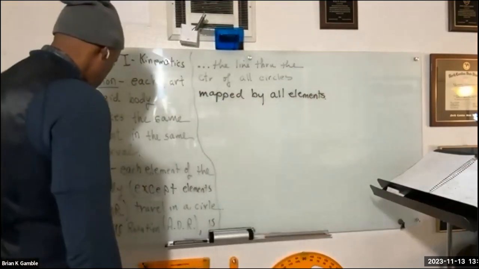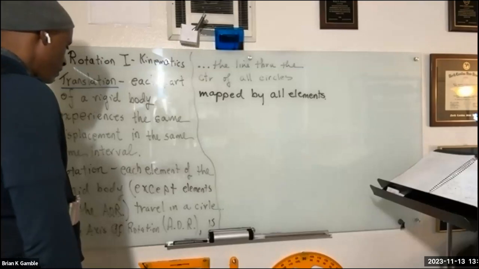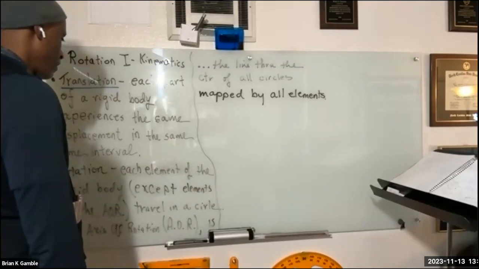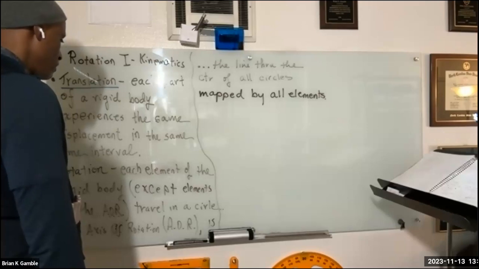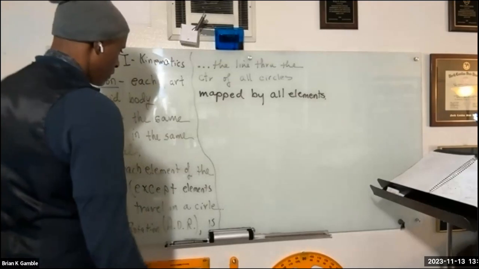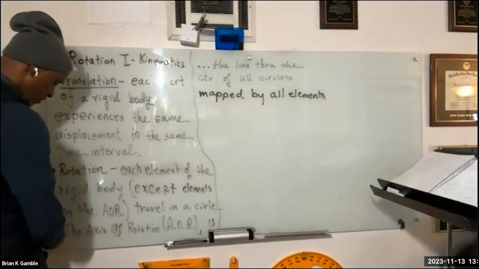And one other thing I wanted to say. The circles have varying radii depending on the distance. Well, the distance from the axis of rotation determines the radius of curvature, or the radius of the circle. So, a couple, three points here.